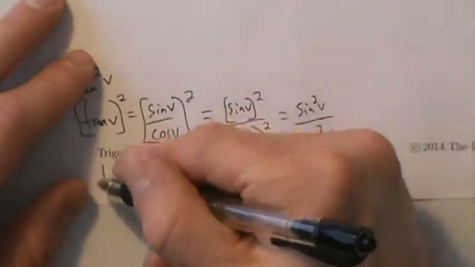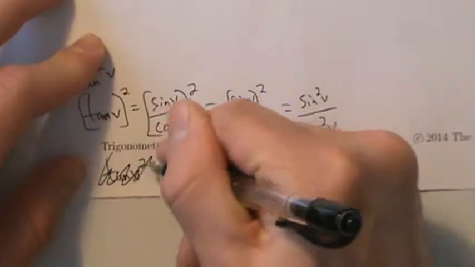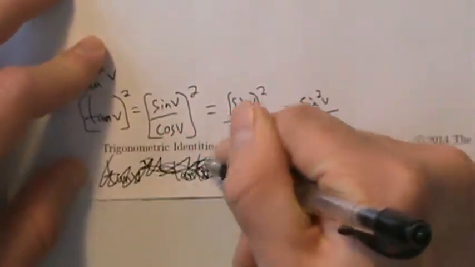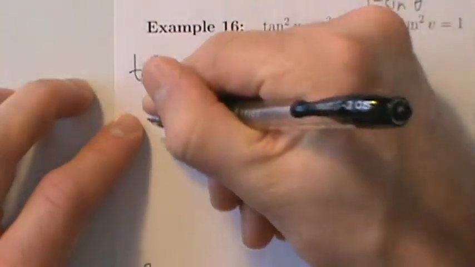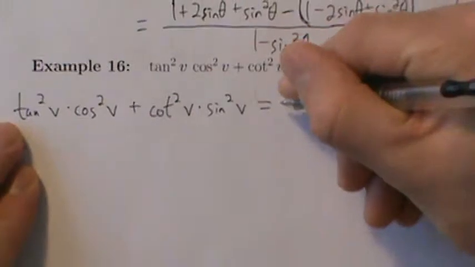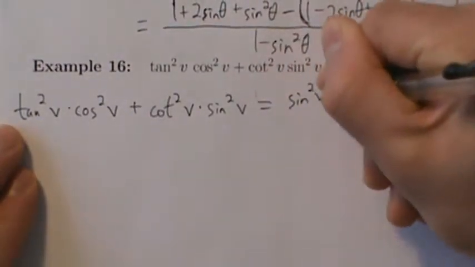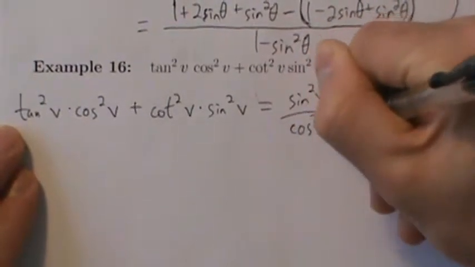So this right here is not what we want. That's not what we're dealing with. That's not what we have right here. So be very, very careful about that. Anyway, just a lot of details here to show that tangent squared is the same thing as sine squared of v over cosine squared of v.